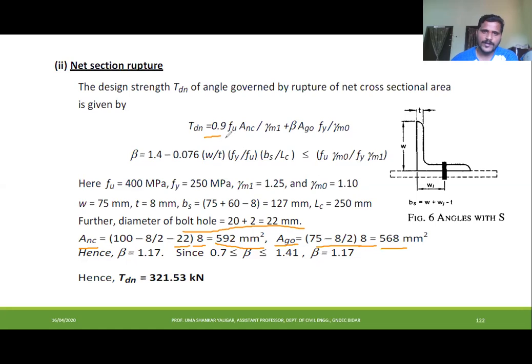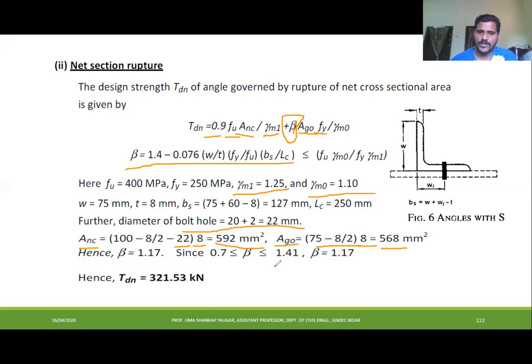Now here we have got 0.9, we have got Fu, we have got ANC, and also we have got gamma M1, where gamma M1 is equal to 1.25, and gamma M0 is equal to 1.1. Then AG naught also we calculated, Fy also known, but we need to calculate this beta. To calculate this beta, we have the other, bigger formula. Beta is equal to 1.4 minus 0.076 W by T, Fy by Fu, Bs by Ls.